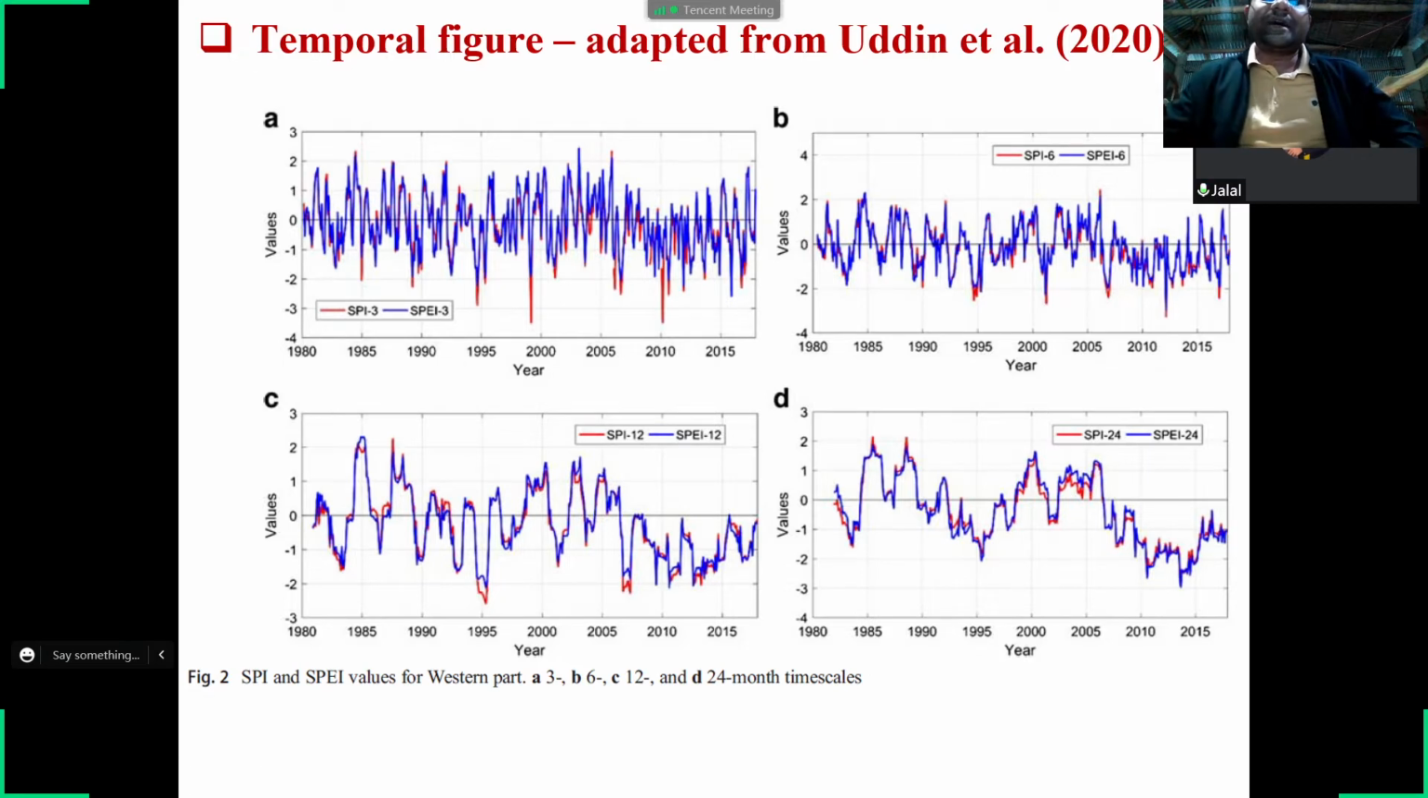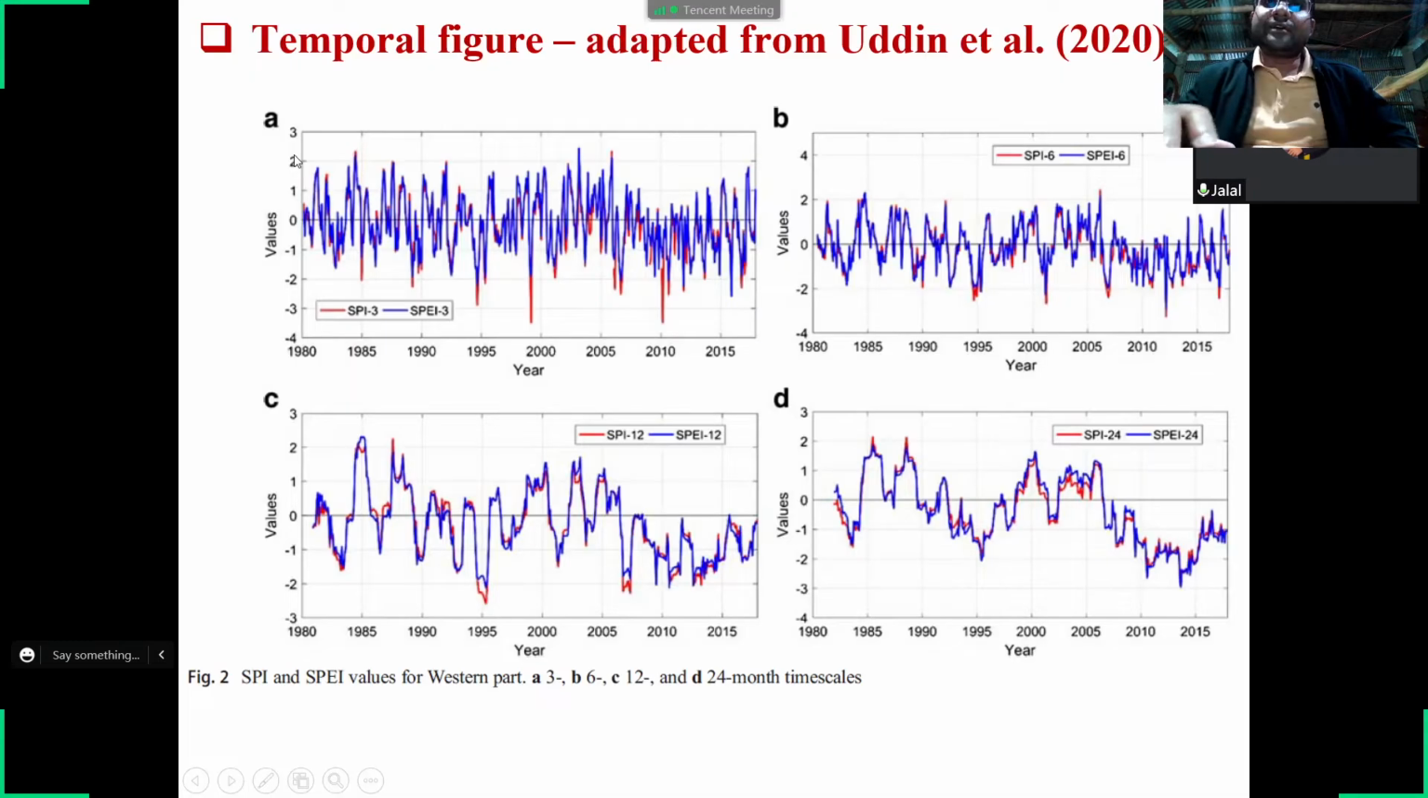In this figure, adapted from my paper in 2020, this is SPI, you know SPI and SPEI, the drought monitoring indices. If you have time, you can add the time on the x-axis, then add your value and plot it on y. So we can only plot x and y, two dimensions.